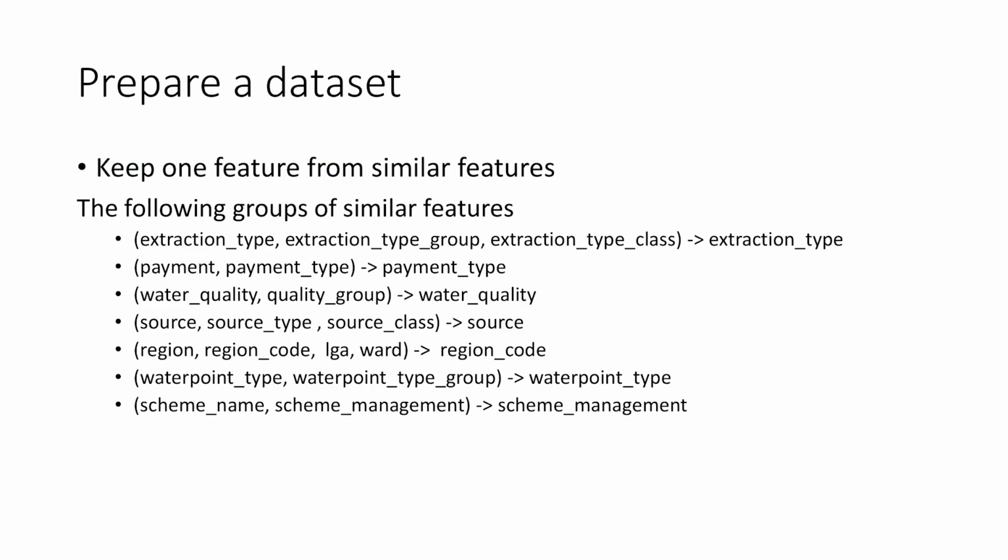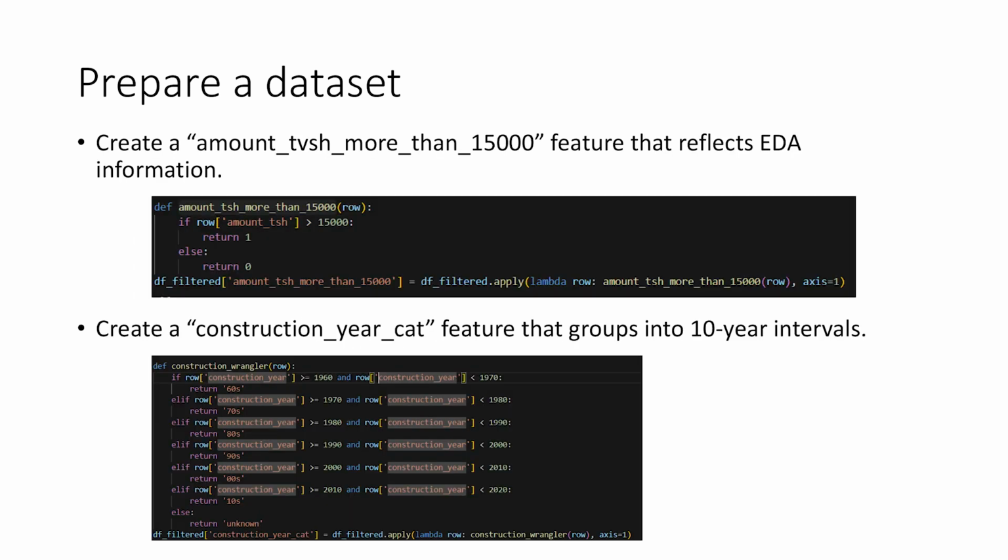We also found groups of similar features, and for obvious reasons, we decided to drop some of the repeating and overlapping features. So you can see here the features that we have grouped and dropped. For example, we left only extraction type from the extraction type group and extraction type class. Same for payment, water quality, source, region code, water point type, and scheme management.